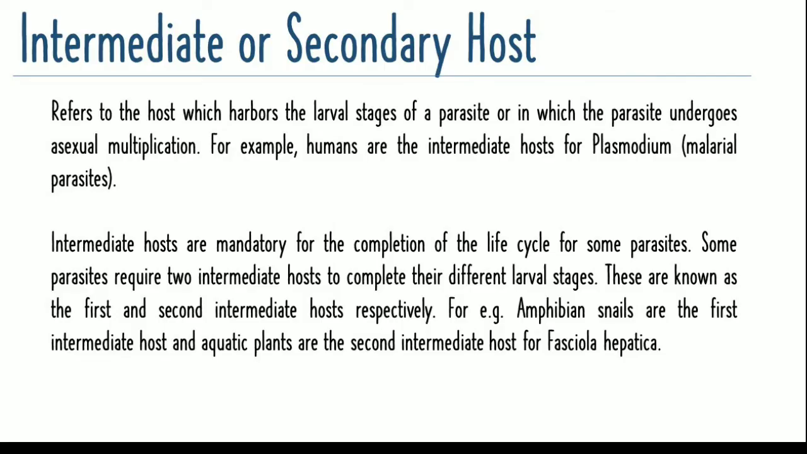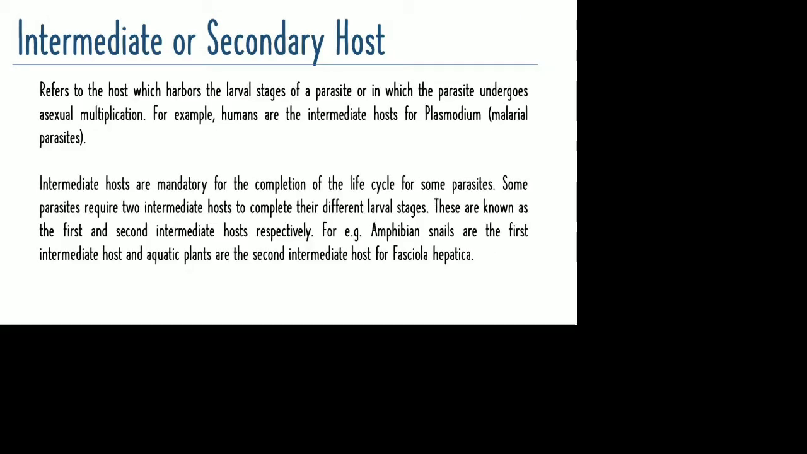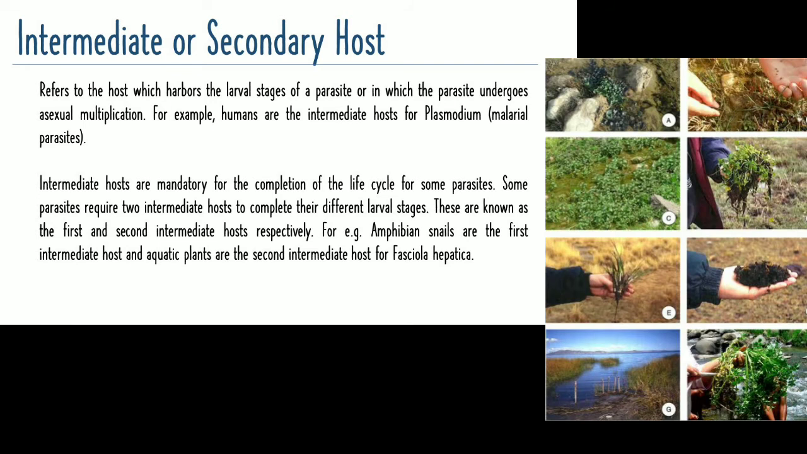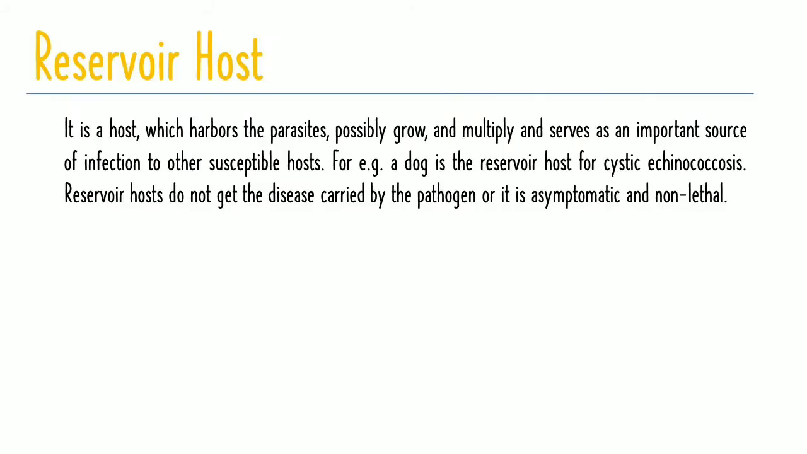Intermediate hosts are mandatory for the completion of the life cycle for some parasites. Some parasites require 2 intermediate hosts to complete their different larval stages. These are known as the first and second intermediate hosts, respectively. For example, amphibian snails are the first intermediate host and aquatic plants are the second intermediate host for Fasciola hepatica.